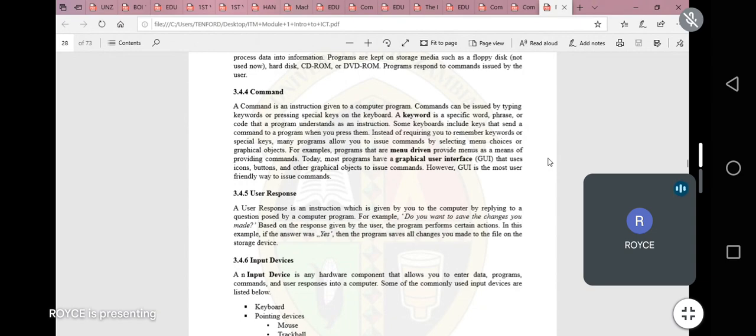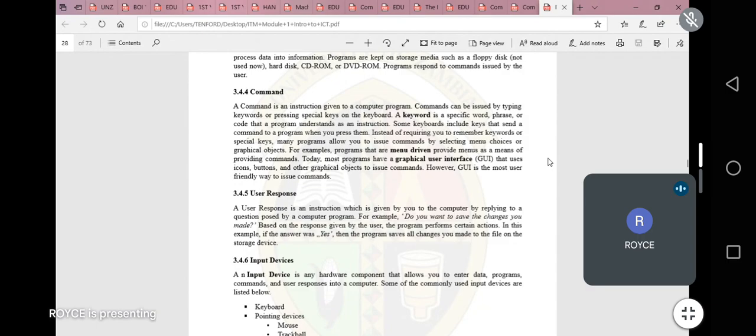So basically, I've already talked about this. The other thing you have to take note of is the graphical user interface. You have to know what GUI stands for. It's graphical user interface. It uses icons, buttons, and other graphical objects to issue commands. It's user friendly, so it helps you to enter certain commands in a faster and easier way.